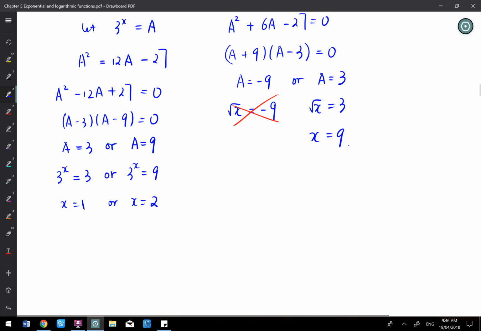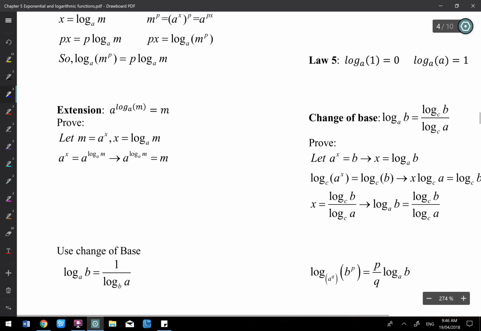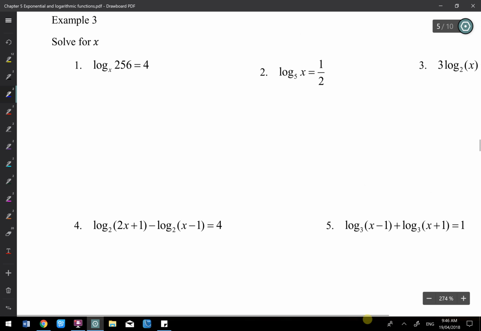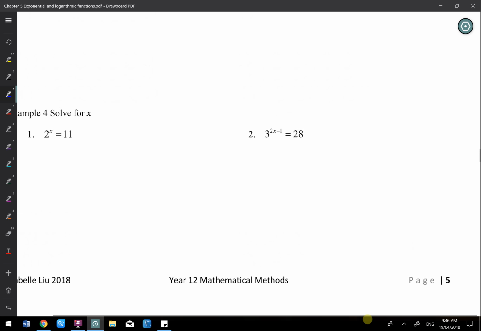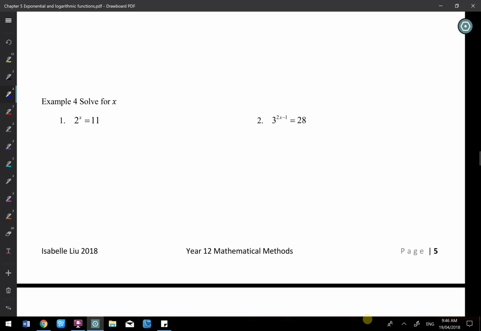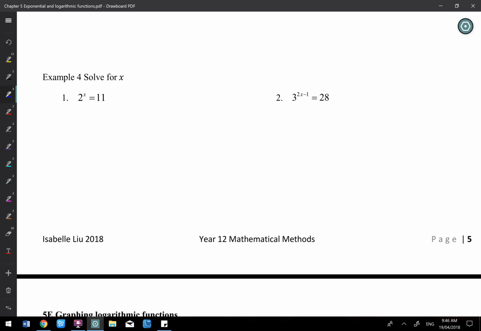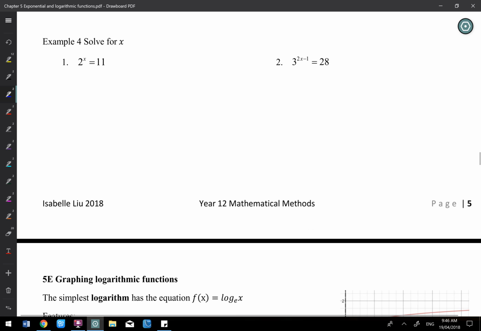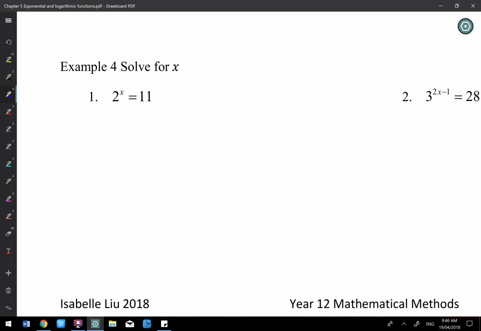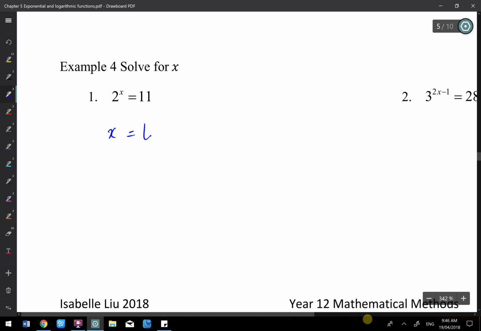Right, that's this one. And if you can go to page 5. Well, this is an exponential equation. We have an exponential equation, but we don't have the same base on both sides. 2 and 11 can't become each other. So we need to use log to solve for it. So x will be log base 2 of 11.